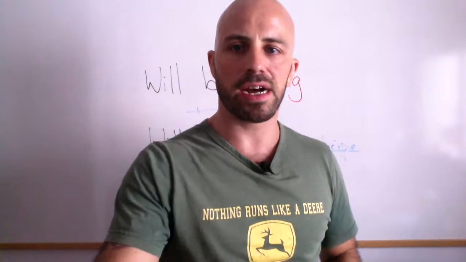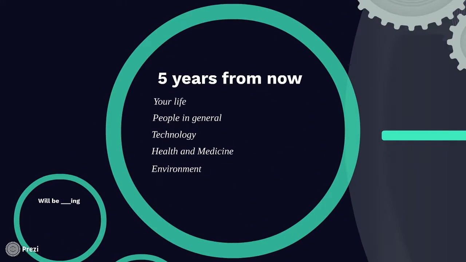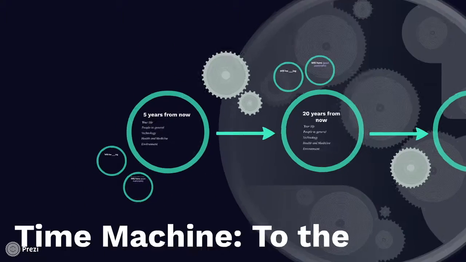Let's look at more about the future tense. We're going to the future. And we're using two different types of grammar to talk about the future. We're using future continuous and future perfect, as I told you. We're going to look at making predictions for 5 years from now, making predictions for 20 years from now, and further on in the future.